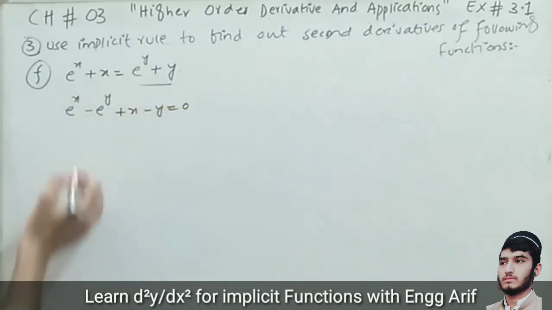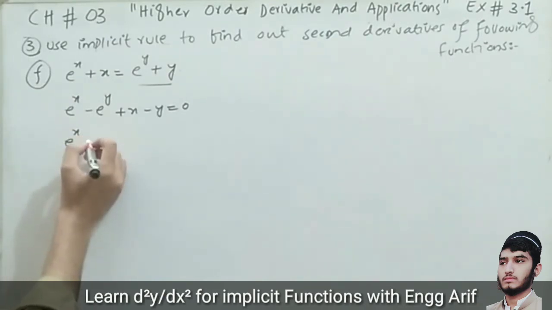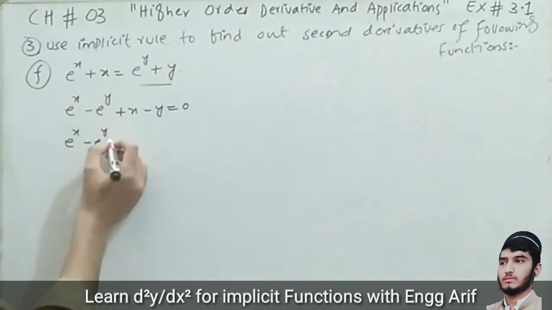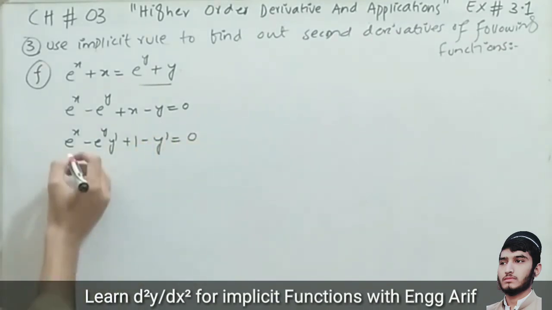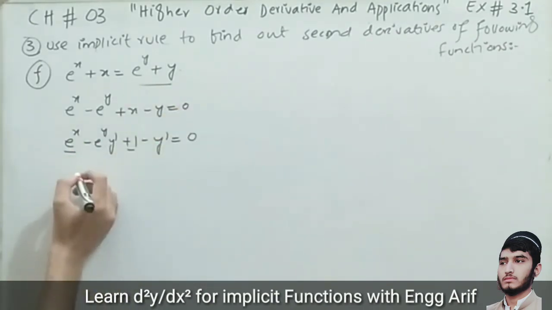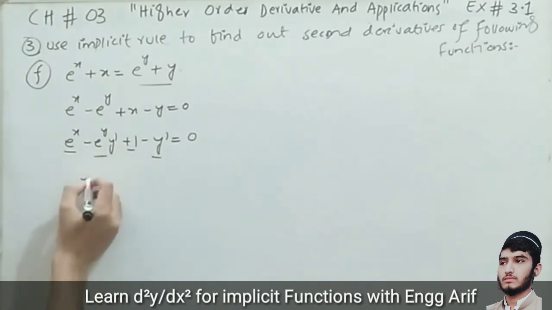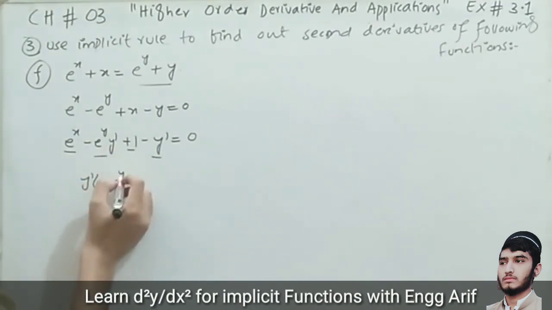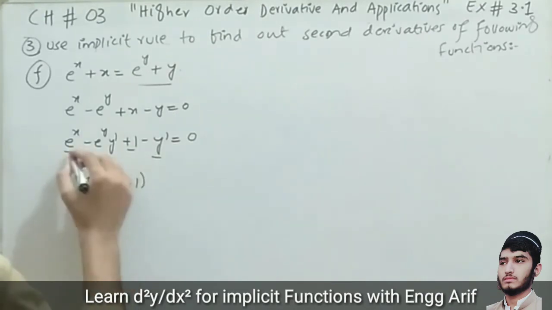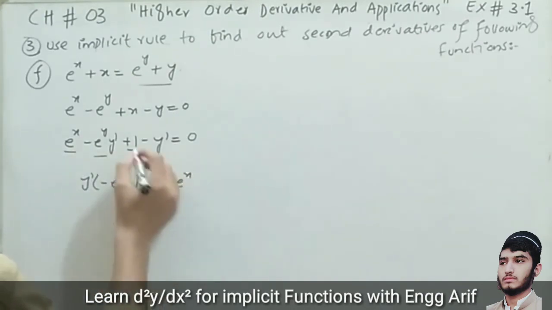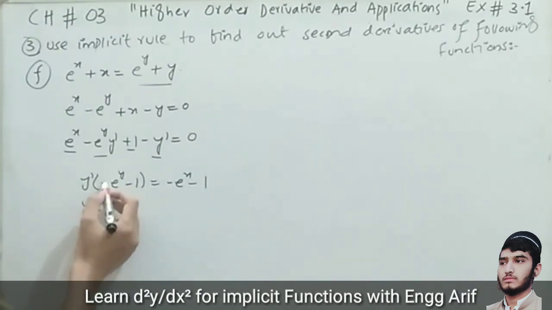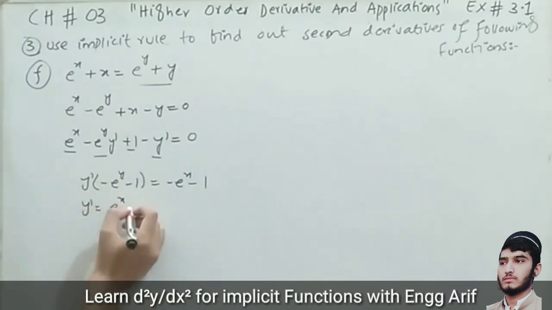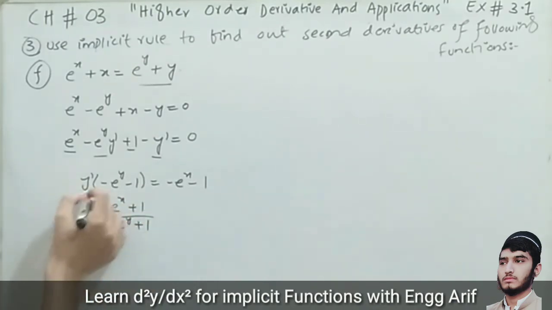Differentiate with respect to x, so it becomes e power x minus e power y, derivative of y will be y dash, plus 1 and minus y dash, equal to 0. Shift e power x and plus 1 to the right hand side. On this side, we will take out y dash common. We are left with minus e power y minus 1 on the left, and negative e power x minus 1 on the right. So y dash, cancelling the minus sign, becomes e power x plus 1 over e power y plus 1. This is actually y dash.